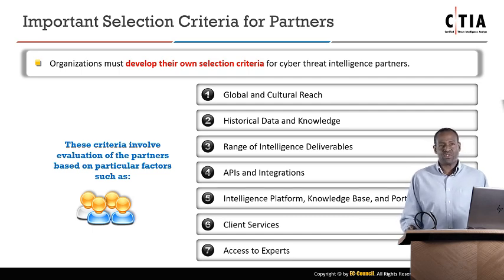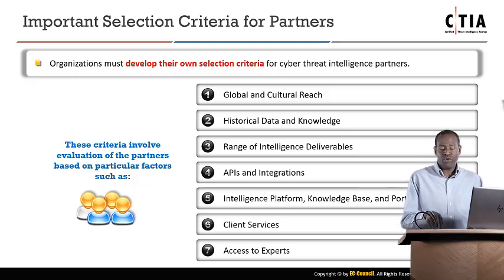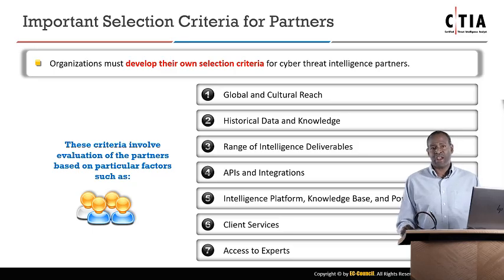Number six, client services. What services do they offer? And how does that work with your organization's goals? And number seven, access to experts. Sometimes you just need to talk to somebody. So you've gone through the intelligence base, you've looked at the intelligence platform in their portal, you've done all the work you can, but does this partner with whom you are working have somebody that you can chat with online or call who is an expert in that area? So access to experts is always very important.